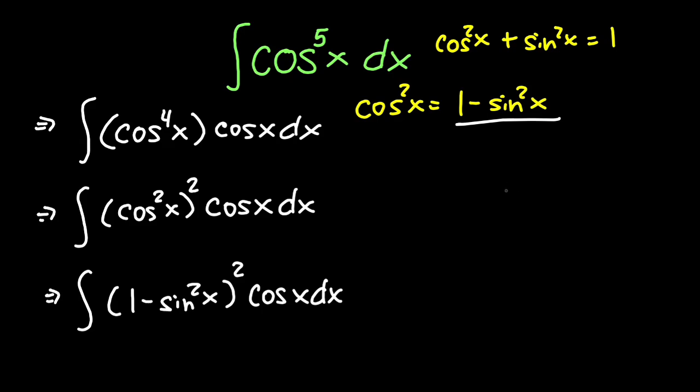Next step would be to use u substitution for simplification first. Let u here be sine of x, and the derivative of sine of x would be cosine x, multiplied by dx.